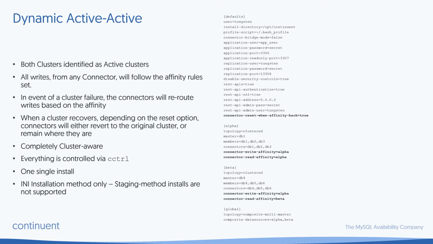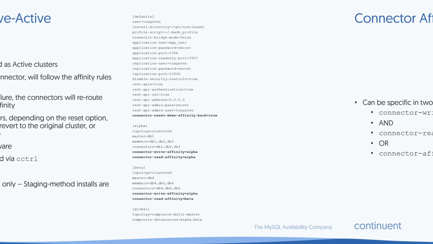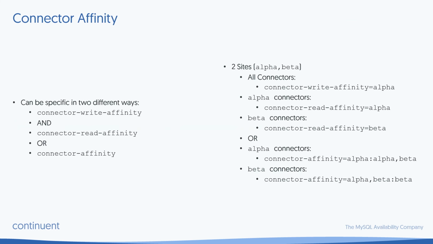And then the other differences are within alpha and beta. You see within alpha we have connector write affinity equals alpha, connector read affinity equals alpha. That means the connectors within alpha will write and read from the alpha nodes. Within beta, the write affinity is also alpha, whereas the read affinity is beta. Therefore the writes will go to the alpha nodes, the reads will be balanced across the beta nodes. To look at this connector affinity in more detail, there are 2 ways you can specify it.